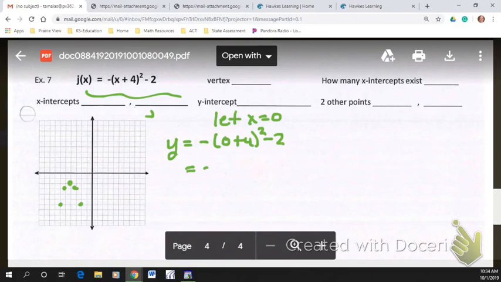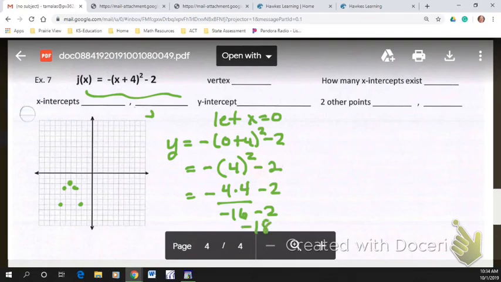So let's see, that would be a negative sign, a parentheses. What's 0 plus 4? 4. So now I have that. So remember, that means a 4 times a 4 with one negative sign in front. So that's going to be -16 minus 2, which is -18. Very nice. So my y-intercept happens at 0, -18. Does that make sense? Yep.